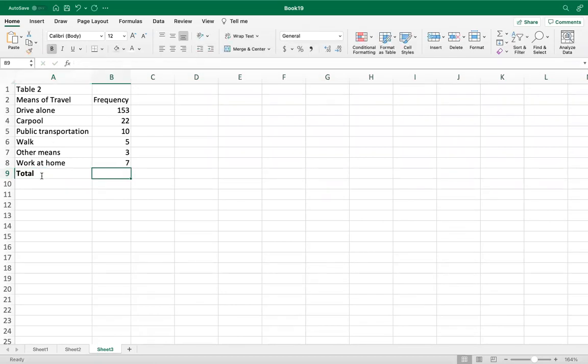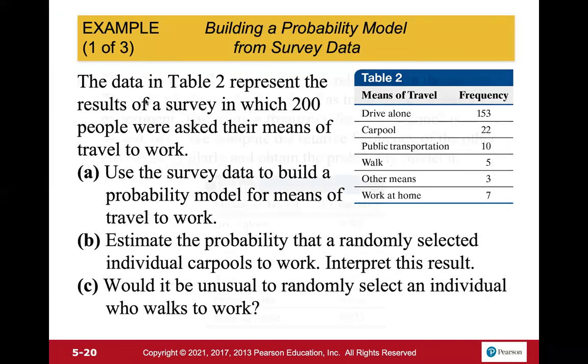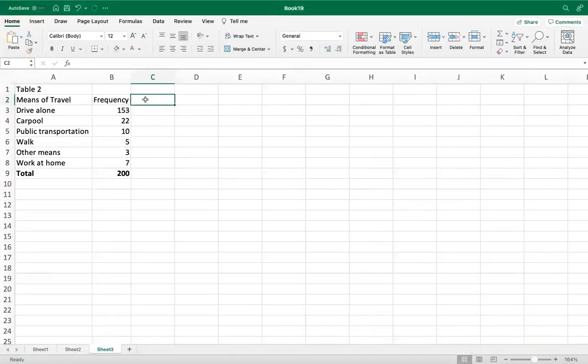So now the total would be the sum of all of these people, right? They asked, I don't know how many people, 153 of them said that they drive alone. 22 of them said that they carpool. 10 said that they use public transportation, and so on. So we're going to get the sum of all these people to see how many people they interviewed. And now from here, we would have our frequency and our probability of X. Here the probability of X is going to be these values: probability of driving alone, probability of carpooling, probability of using public transportation, and so on.